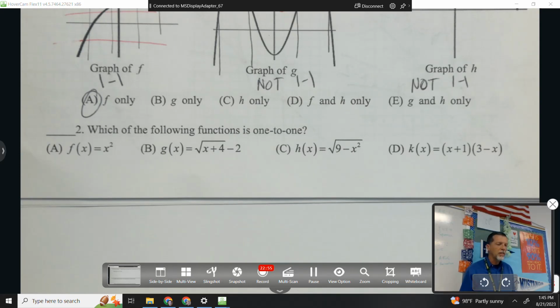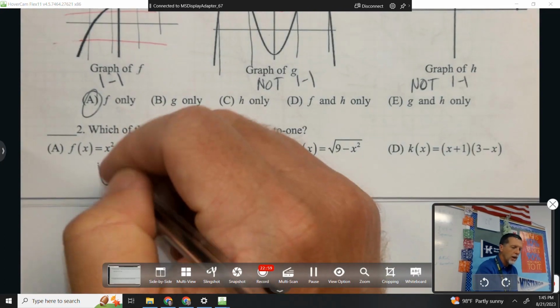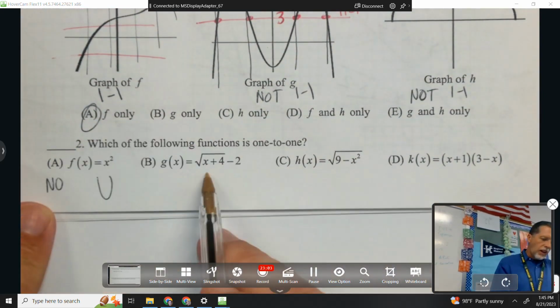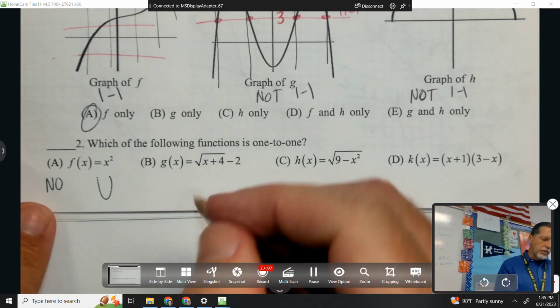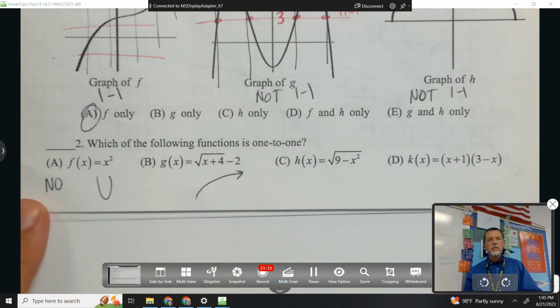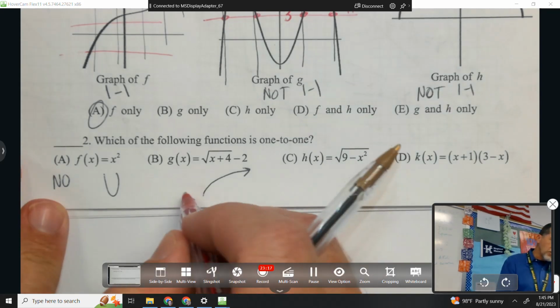What's that first graph look like? Or what is that first graph? Parabola. Is that one-to-one? No. Second graph's a square root. It's been moved left 4 and down 2, but that doesn't really matter in terms of one-to-one stuff. So is that one-to-one? No. Yes. Any horizontal line I draw only crosses once.